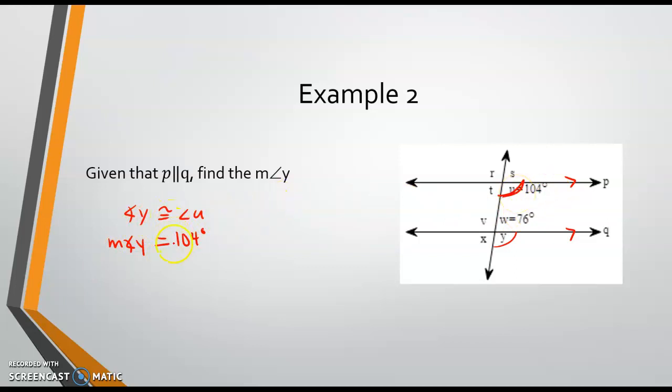Notice that I went from congruent to equal, and also up above we weren't using the M's in front like we had been in other problems. But when we start talking about the actual measure, then I put an M in front of my angle to indicate that we're talking about the measure of angle Y being 104 degrees. Mathematicians can get very picky.